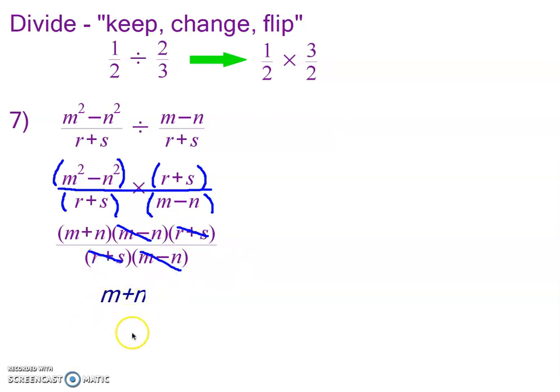Now technically it's over 1. You don't have to write a fraction over 1. Also, if everything cancels in the numerator and everything cancels in the denominator, your answer equals 1. It is not no solution or simplified, okay? So if everything cancels, your answer is 1.